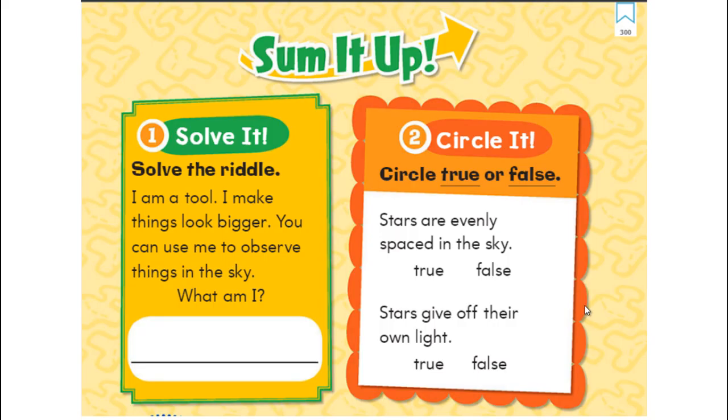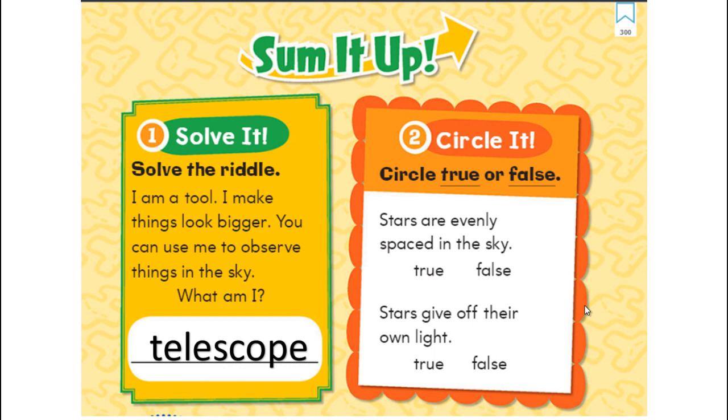Solve this riddle. Listen carefully. I am a tool. I make things look bigger. You can use me to observe things in the sky. What am I? Again, I am a tool. I make things look bigger. You can use me to observe things in the sky. What am I? Telescope. Excellent. Circle here.